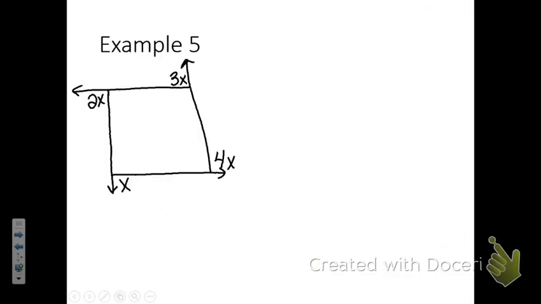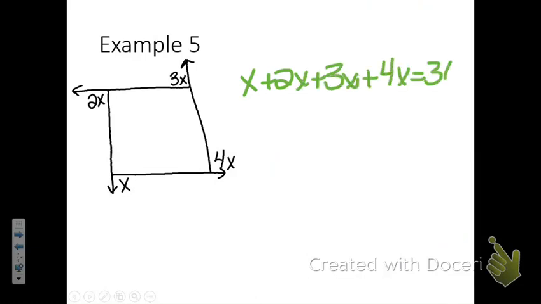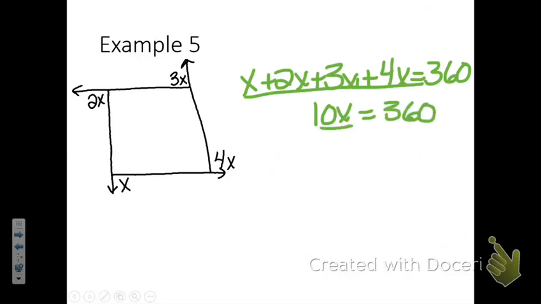So in our last example here, we want to figure out what x is. Any ideas? Add them all together, set them equal to 360. So you've got x plus 2x plus 3x plus 4x has to equal 360. Good, we've got 10x total when I put all those together, and that has to equal 360, so what is x? 36.